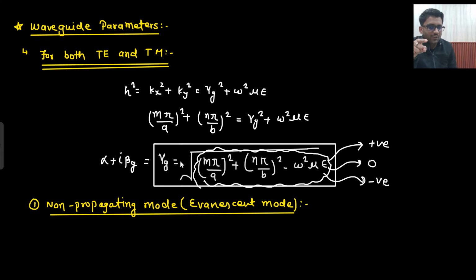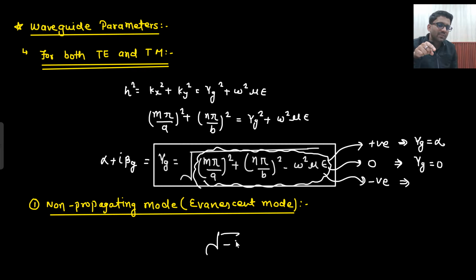Now if this value is positive, then what will gamma g be equal to? Gamma g will be equal to alpha. Say yes or no. And if this value is 0, then gamma g will be equal to 0 only. And if this value is negative, then what will happen? The negative sign can come outward.